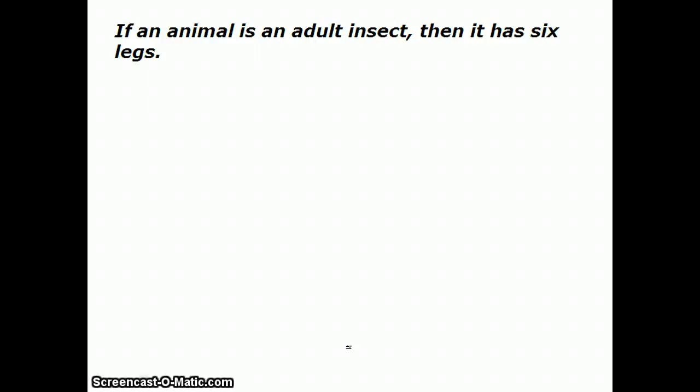Like this one. If we're talking about an adult insect has 6 legs, what's the converse? Okay, so this is saying that 6 legs implies insect. That's the converse. I've switched the if and the then. Is that true? No. Okay, what's the counterexample? A counterexample is a case where it has 6 legs, but it's not an insect. What would that be? Spiders have 8 legs.